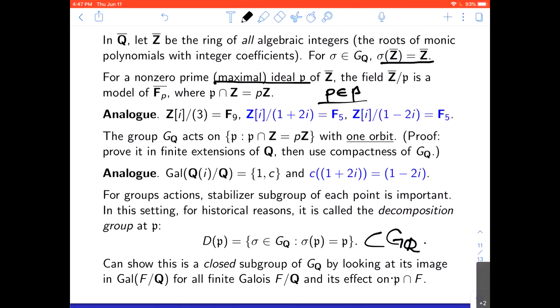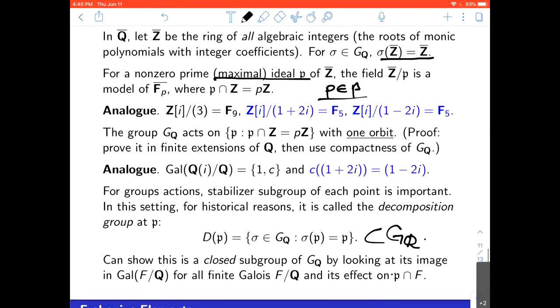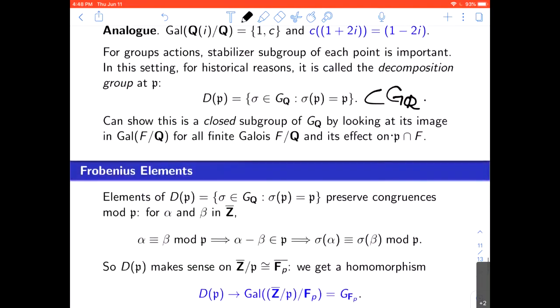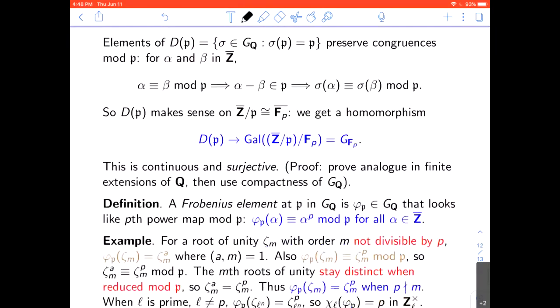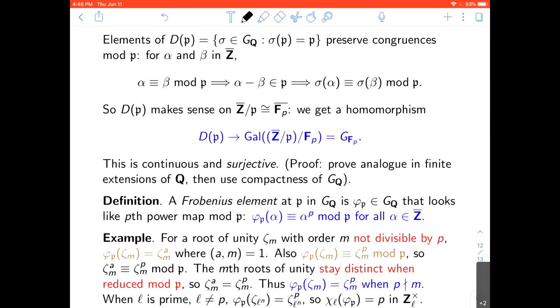And by using it, we can create a characteristic zero analog of those Frobenius elements, generating the Galois group of the finite fields. Namely, if an element of G_Q fixes that prime ideal, and there are a lot of these, it's not just the identity, then it preserves the congruences mod P. Because if two numbers alpha and beta are congruent mod P, then the difference is in P, and so sigma of the difference is in P, and so the two sigma values are congruent mod P.